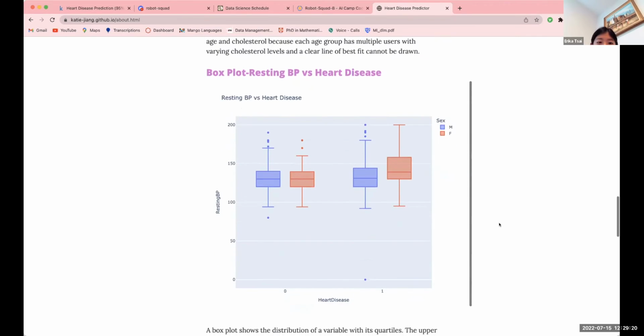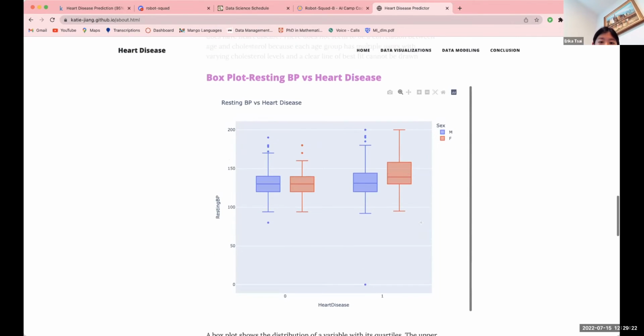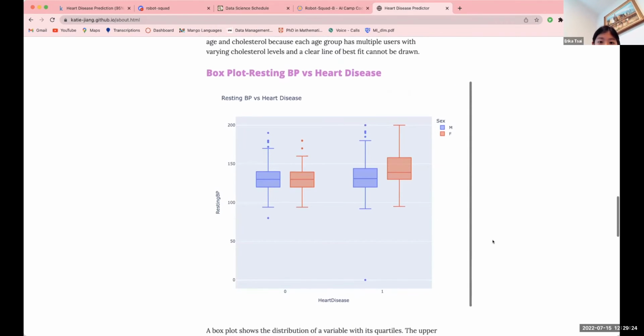So next up is the box plot, which is comparing resting blood pressure and heart disease. It's also separated by sex. A box plot shows the distribution of a variable with its quartiles. The lower and upper quartiles are represented in the box. The median is represented by the line inside the box.